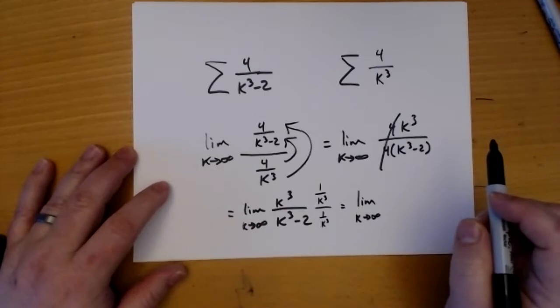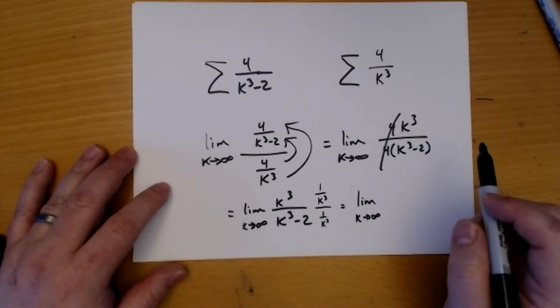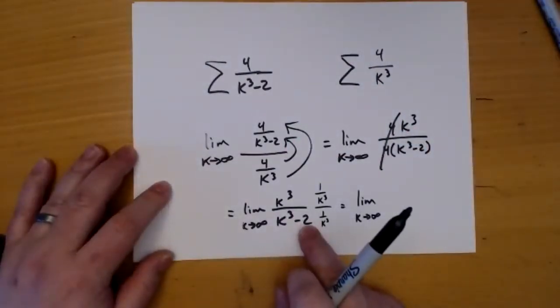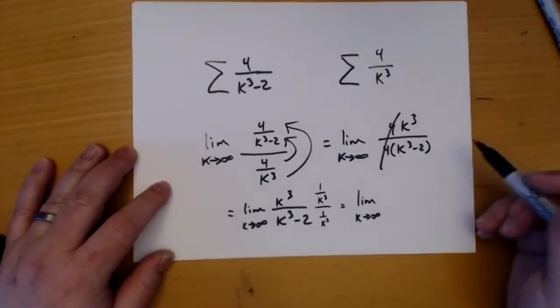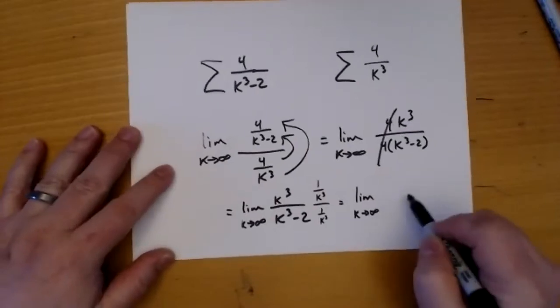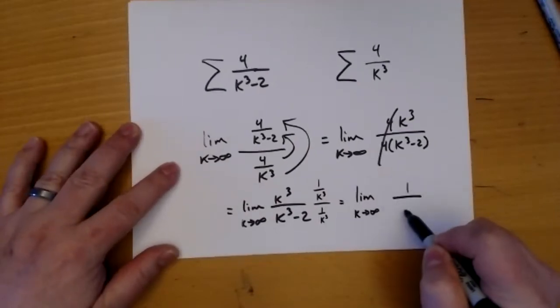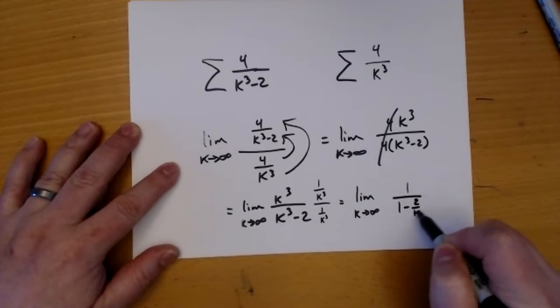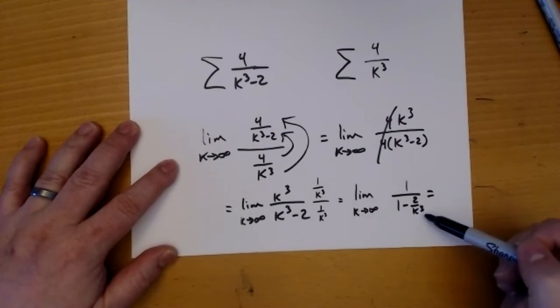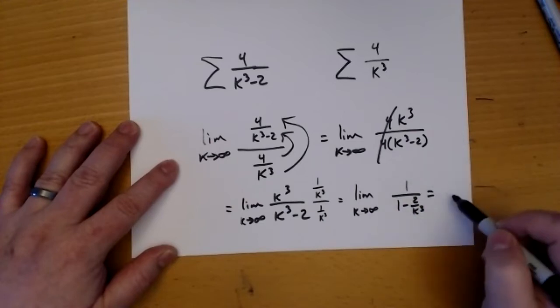You could have started with the two things flipped, so they're reciprocal, and then you could split up the fraction. If you did it the other way around, I can't split up my denominator. But if I had done it upside down, I could have split up my numerator. And you would have gotten the same thing. You're going to get 1 all over 1 minus 2 over k cubed. When you take that limit, as this goes to infinity, this goes to 0, and you wind up with 1 over 1, which is 1.